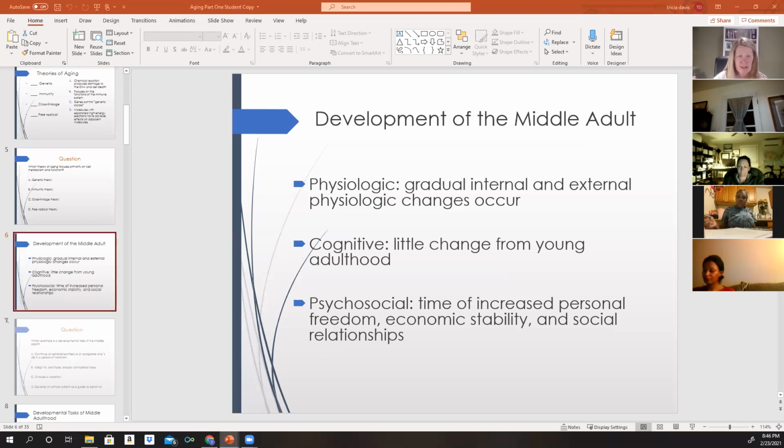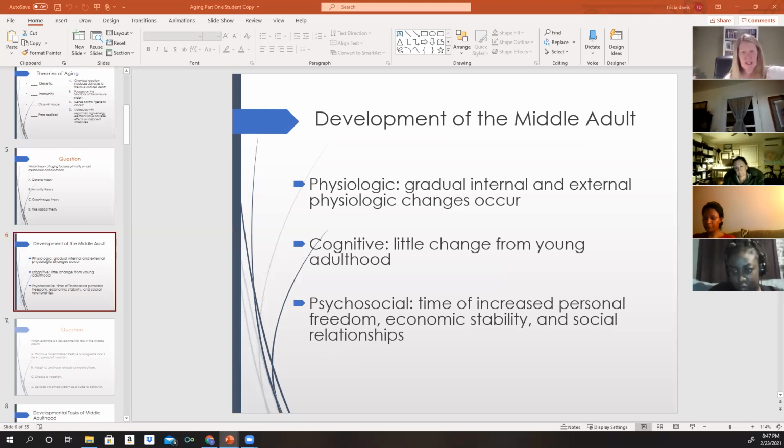So cognitively, there's very little change from young adulthood to middle adulthood. We see that usually there's an increased motivation to learn because we're starting to look at, hey, I don't have this many years left, and there are things I want to accomplish or things that I want to do. So the motivation is there to do things now, especially if whatever we're trying to learn can be applied immediately and it has a personal relevance.